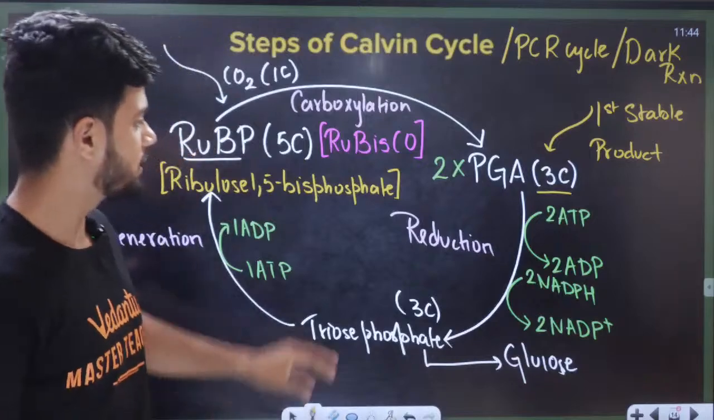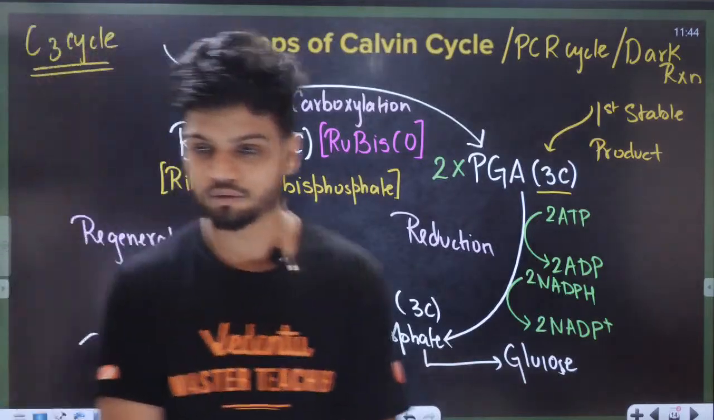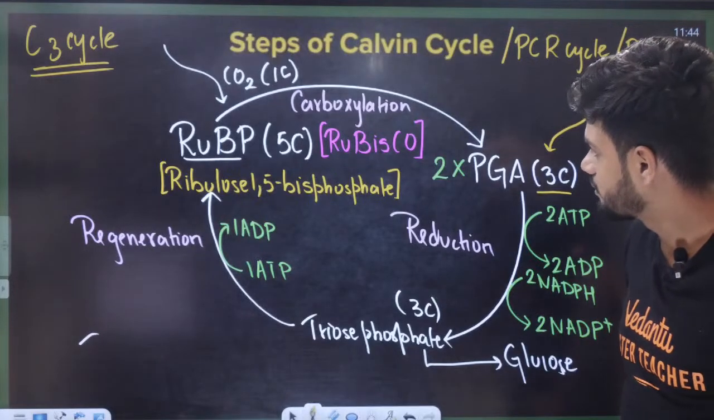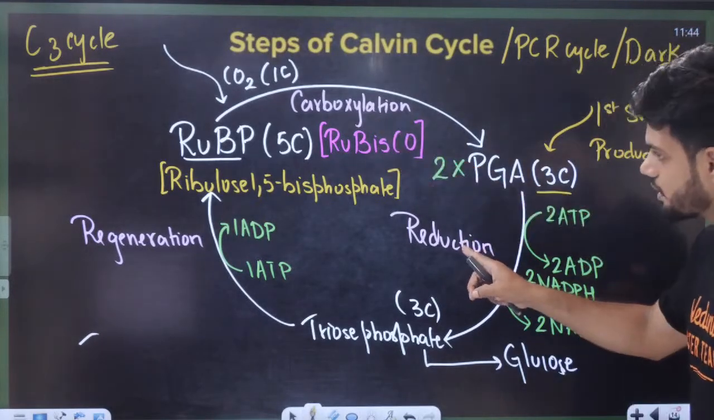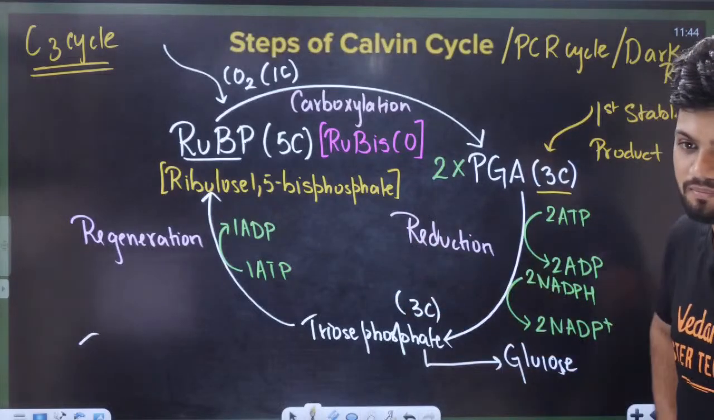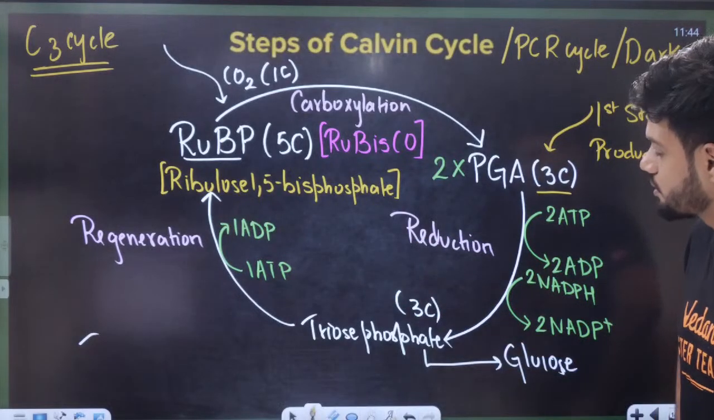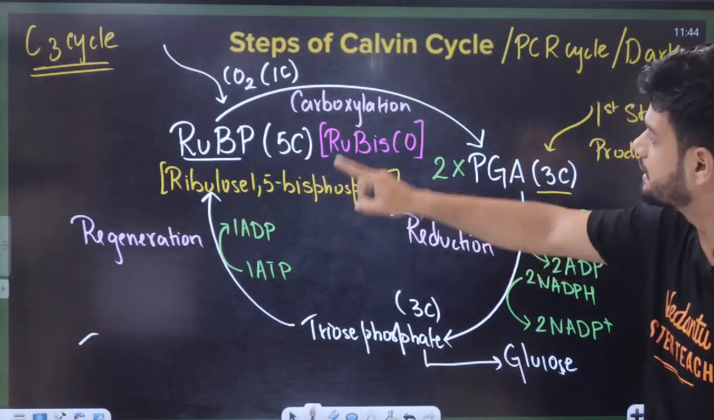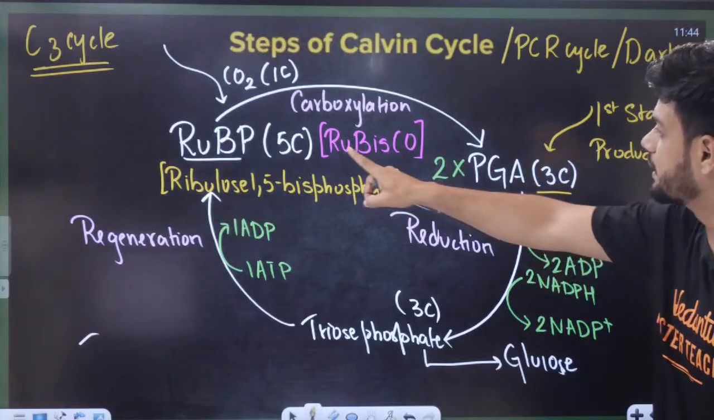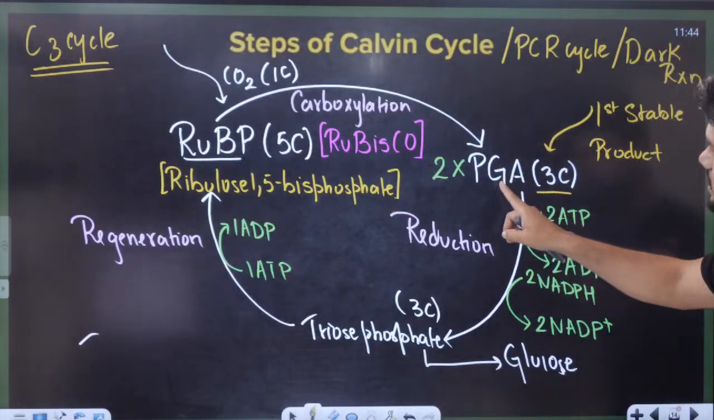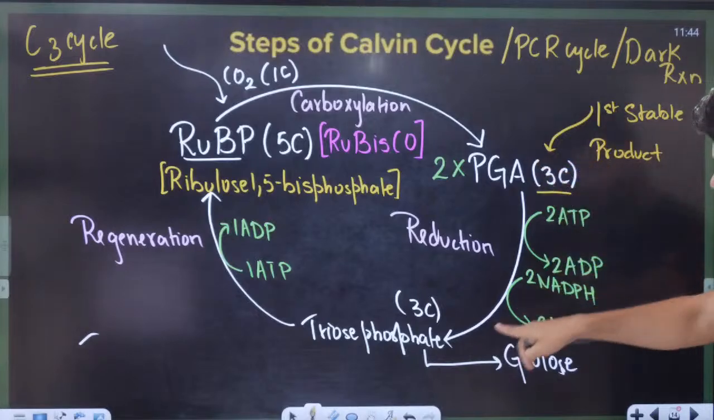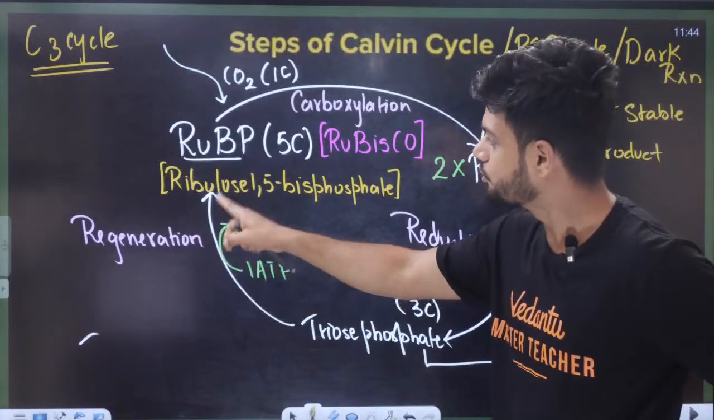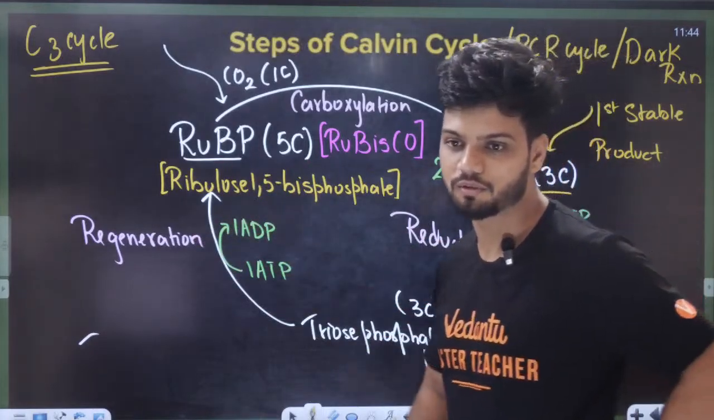Okay. Now, students, tell me, any doubt till now? This is your C3 cycle. Easy, no? Carboxylation, reduction, regeneration. First, we have your RUBP. RUBP is getting carboxylated, that is, converted to PGA. PGA is the first stable product. Then it is getting reduced to triose phosphate, which is getting converted to glucose, and again it is getting regenerated to RUBP.